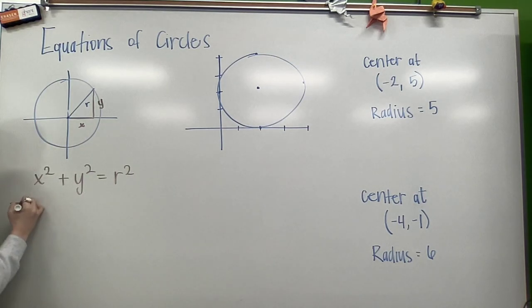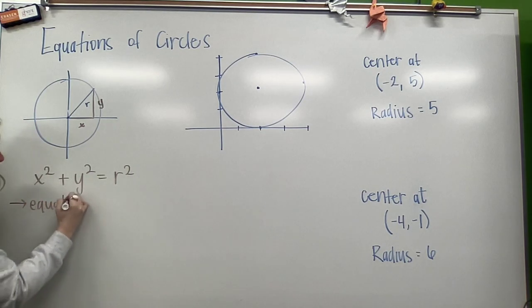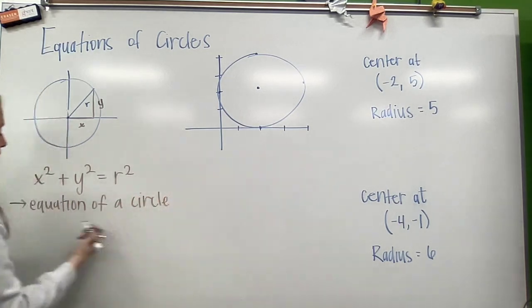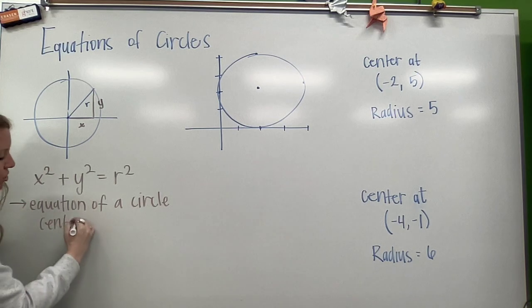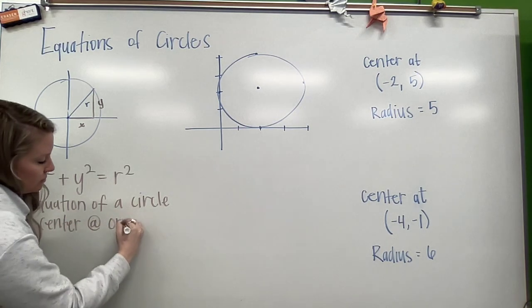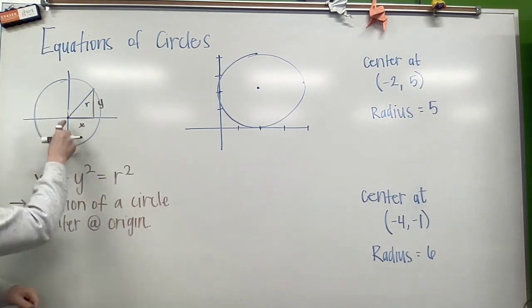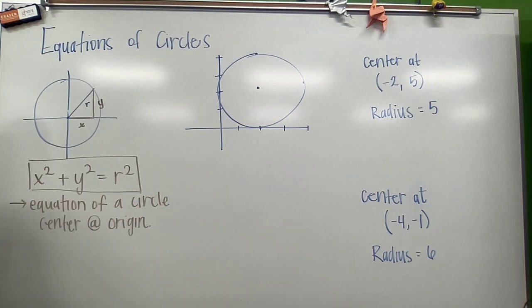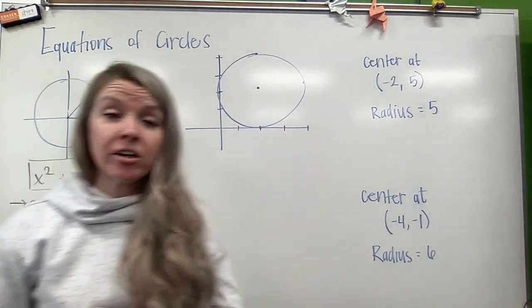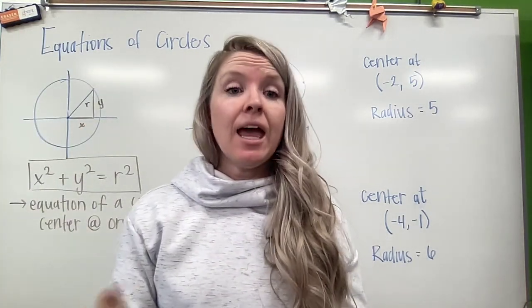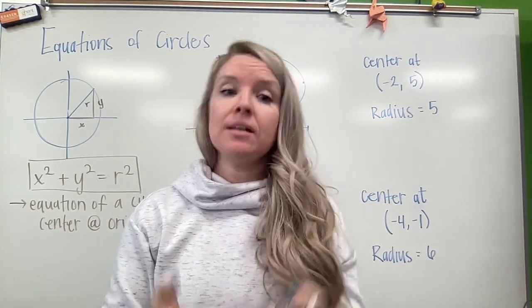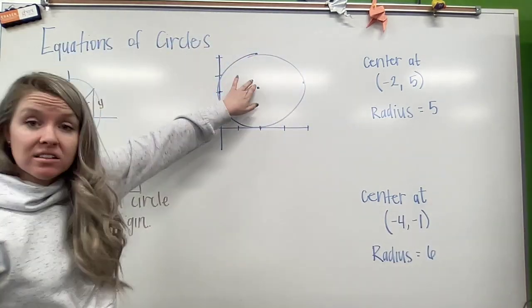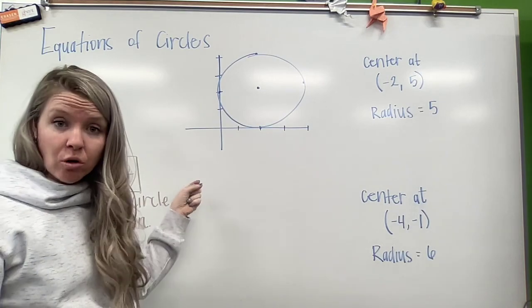Okay? So right here, this is the equation of a circle that has a center at the origin. Because my circle is at 0, 0, this would be my equation. That's it. Because all we're dealing with is the Pythagorean theorem or the distance formula, and we're collecting those points to figure out our radius. That's all we're doing.